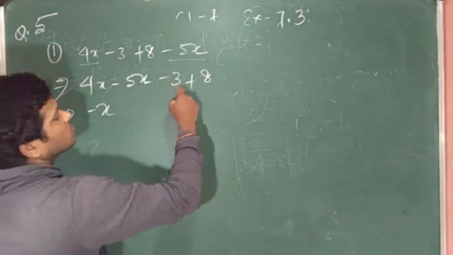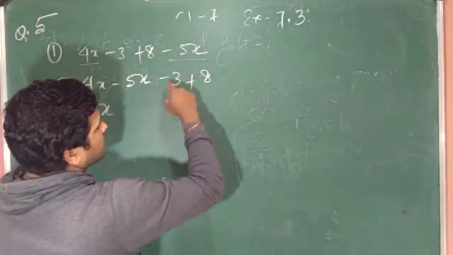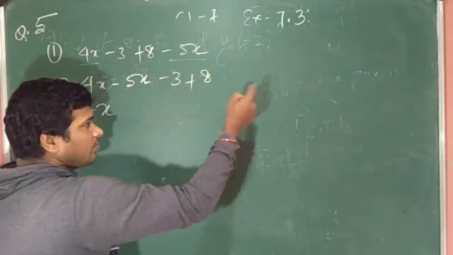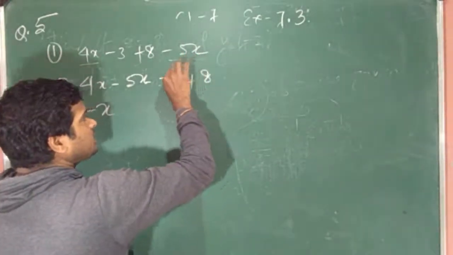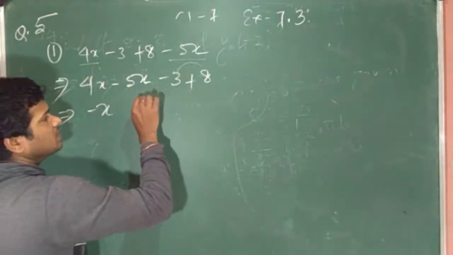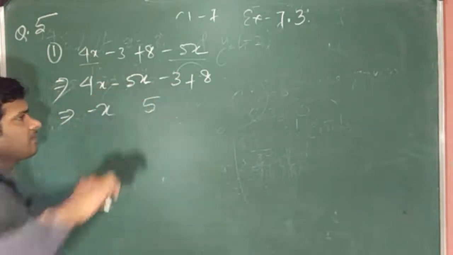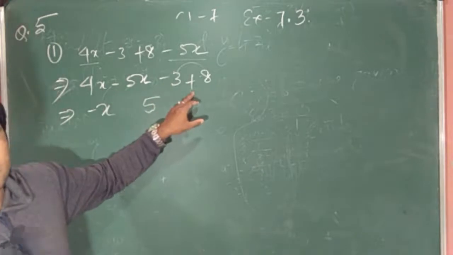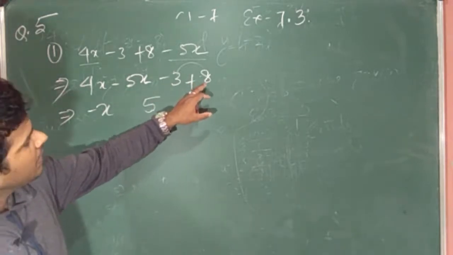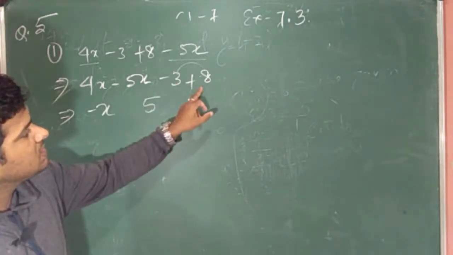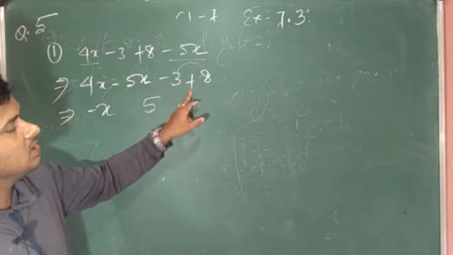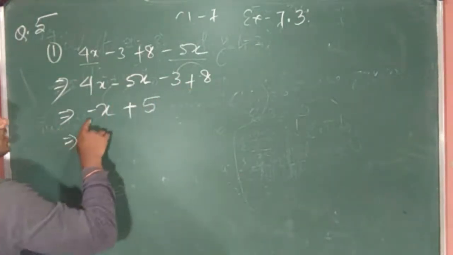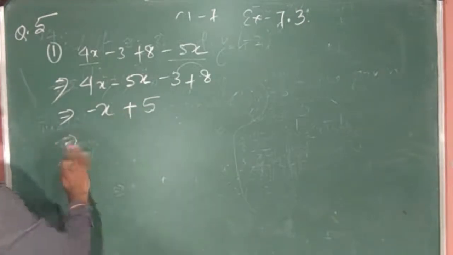Now we will go to these two like terms. Here minus, here plus. Minus into plus, minus. That means 8 minus 3 is 5. Why minus? Because minus into plus is minus. Now 8 minus 3 is 5. Now is the plus side bigger or the minus side? The plus side is bigger. That's why it is plus.